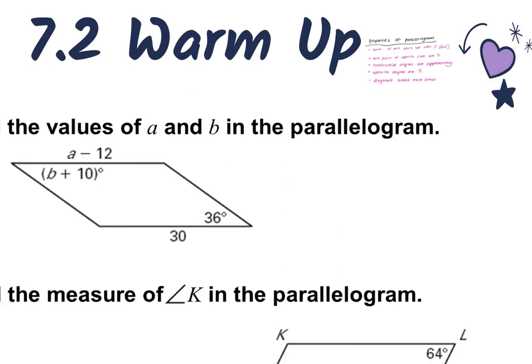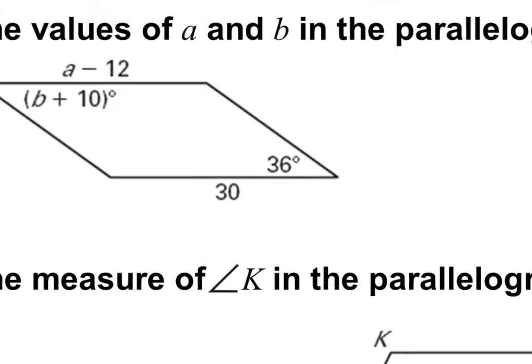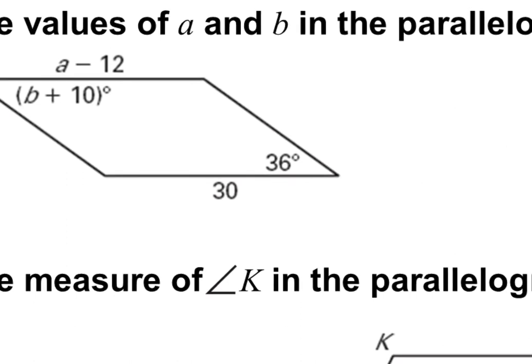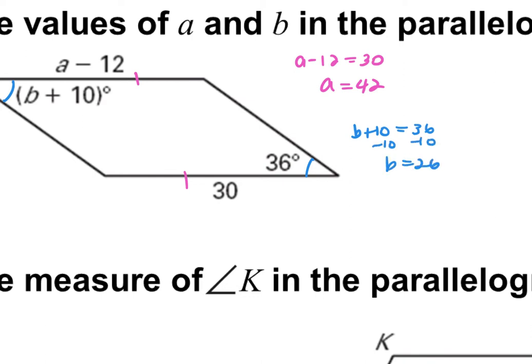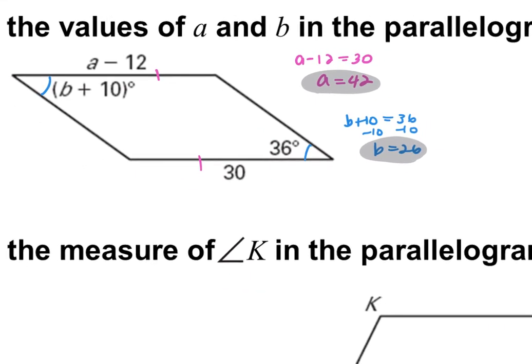Number 1 says to find the values of A and B in the parallelogram. You're dealing with both sides and angles, right? So these opposite sides are congruent, which means A minus 12 would equal 30 and A equals 42. And then these opposite angles are congruent. B plus 10 equals 36 and B equals 26. Nice. Questions on that one?